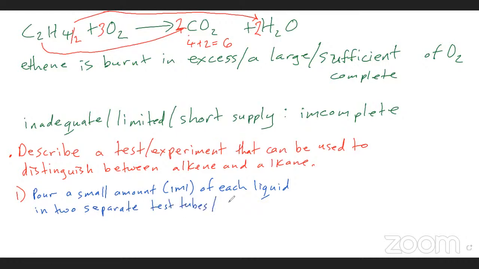If you want to use test tubes or a 100 ml beaker, that is okay. So you can pick one of them. However, if you are using the beaker, don't put 1 milliliter. Just stick with pour a small amount. Or if you go in with the beaker, you can put like 10 ml. All right? So pour a small amount of each liquid in 2 separate test tubes or 2 separate 100 ml beakers.